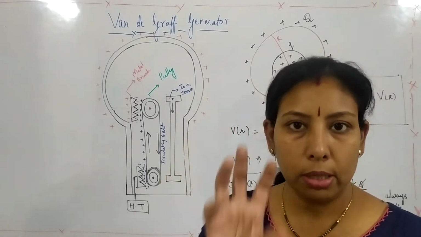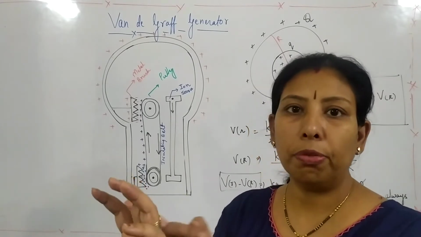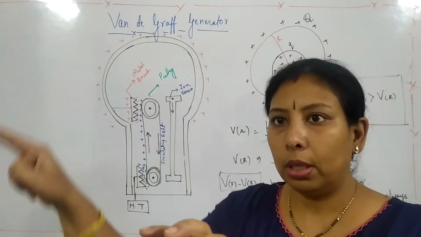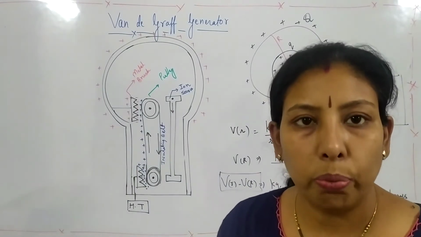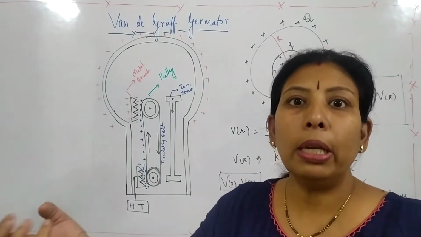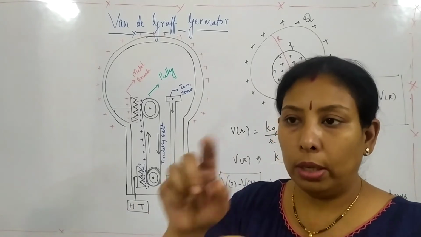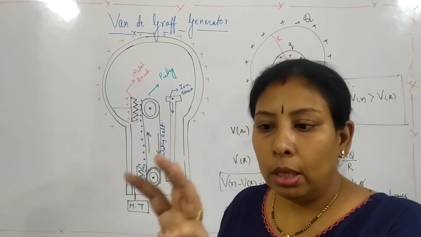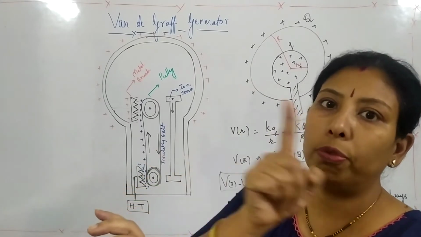Secondly, what happens? There are two spheres. One is the inner one, another is the outer one. Now we are transferring the charge from the inner sphere to the outer sphere, right? And the charge on the outer sphere gets collected. And we all know that Q is directly proportional to V. The higher the collection of charge on the outer surface, the more will be its potential, right?